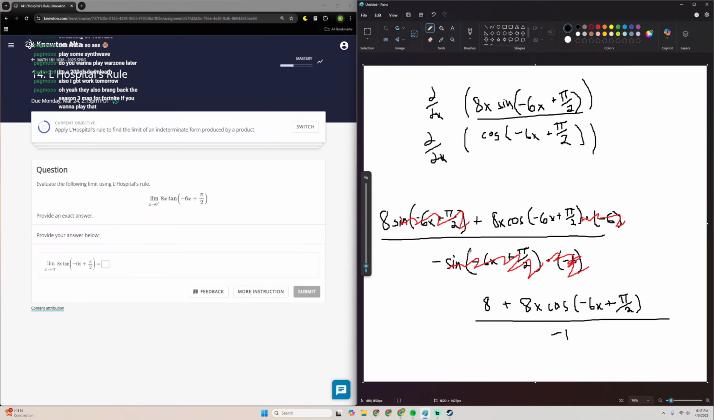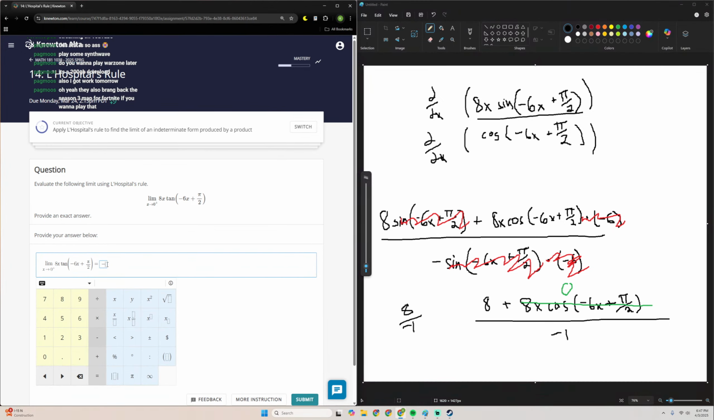Okay. Now, cosine of 0 just becomes, wait a minute. No, this whole thing just becomes 0. And then 8 over negative 1. It's just negative 8, right? Yeah. Okay, let this be right.